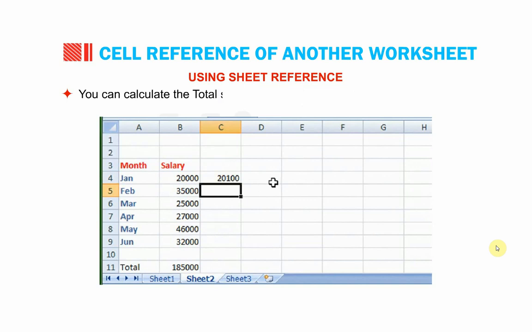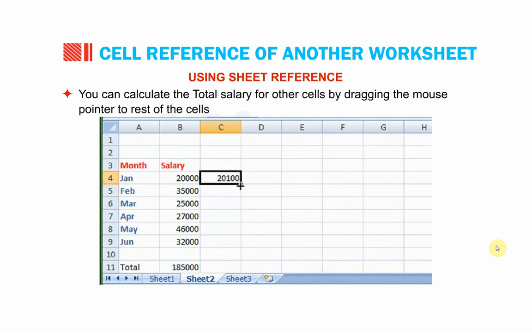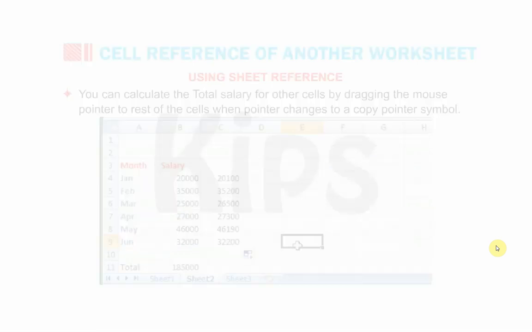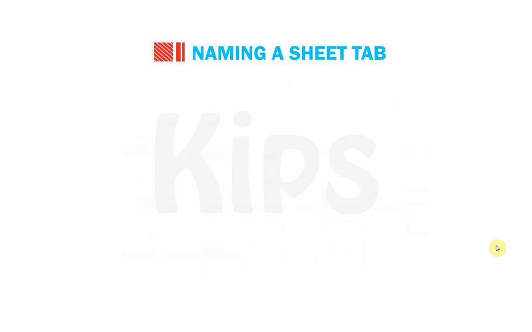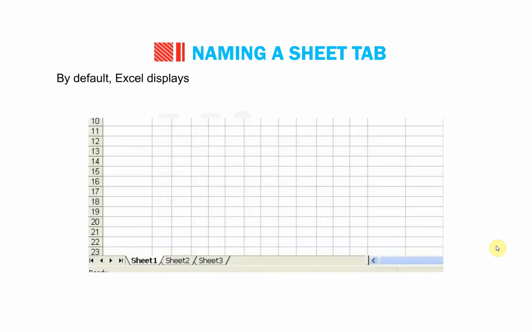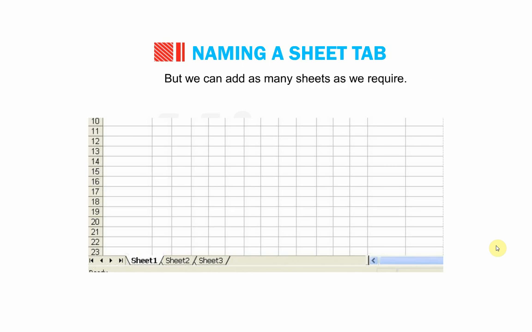You can calculate the total salary for other cells by dragging the mouse pointer to the rest of the cells when the pointer changes to a copy pointer symbol. Now we shall learn how to name a sheet tab. By default, Excel displays 3 sheets in a worksheet named Sheet 1, Sheet 2, and Sheet 3. But we can add as many sheets as we require. We can assign any name to these sheet tabs.